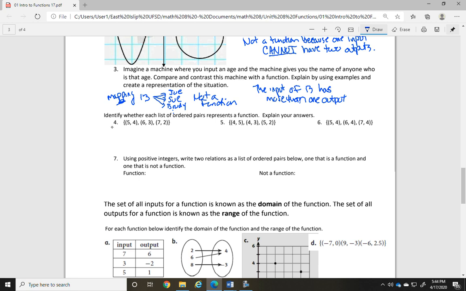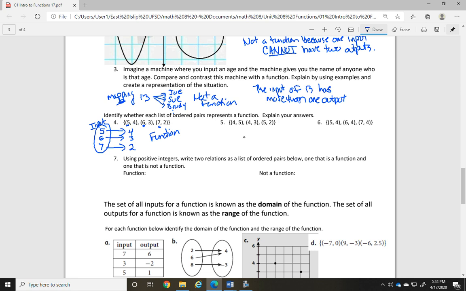I list my inputs. The inputs, remember, are the x values. So I list my inputs, 5, 6, and 7. And then I list my outputs, 4, 3, and 2. And I draw an arrow from each input to the output. 5 goes to 4, 6 goes to 3, 7 goes to 2. Each input only has one arrow coming out of it, so this is a function. Look at number 5. You think about whether you think it's a function or not.